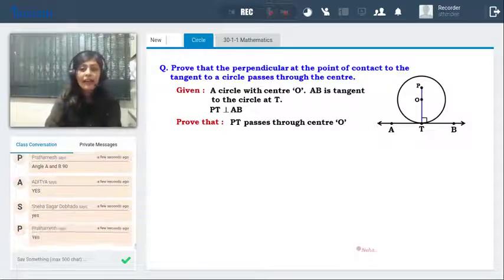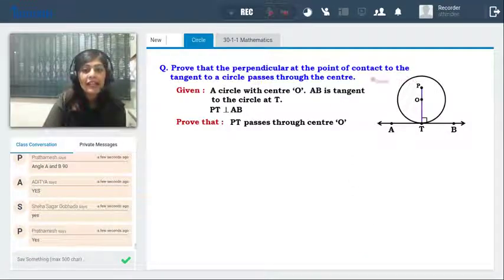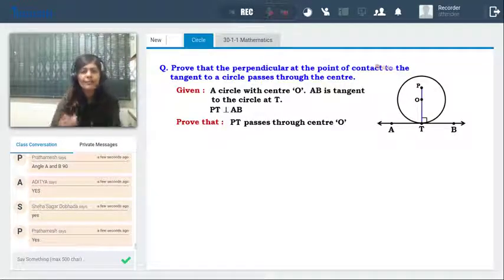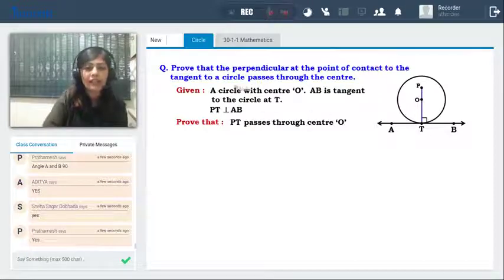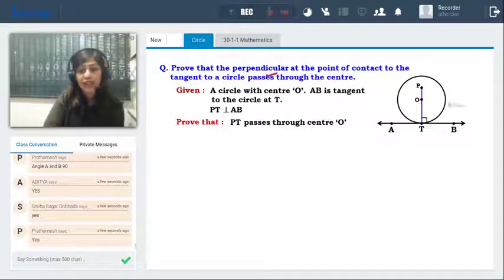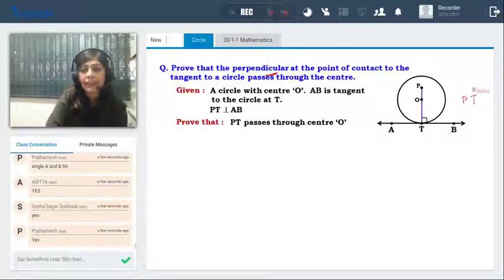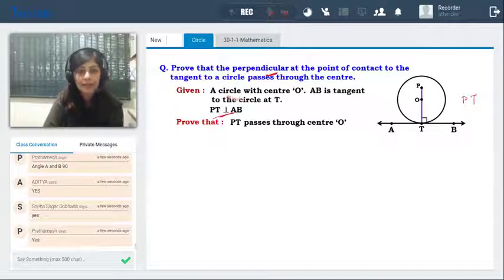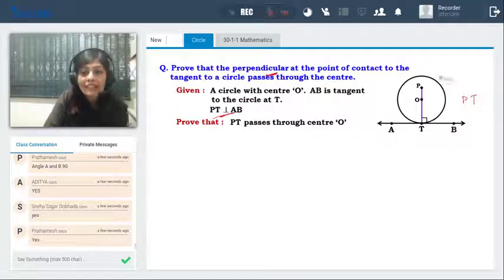Moving ahead to the next sum: prove that the perpendicular at the point of contact to the tangent to a circle passes through the center. Now, students, let's break this sum down and understand. What are they trying to say? Perpendicular at the point of contact. So, here, the perpendicular they are talking about is segment PT. As you can see, it is given that PT is the line perpendicular to AB. This is given. Next, we need to prove that this line PT also passes through the center.